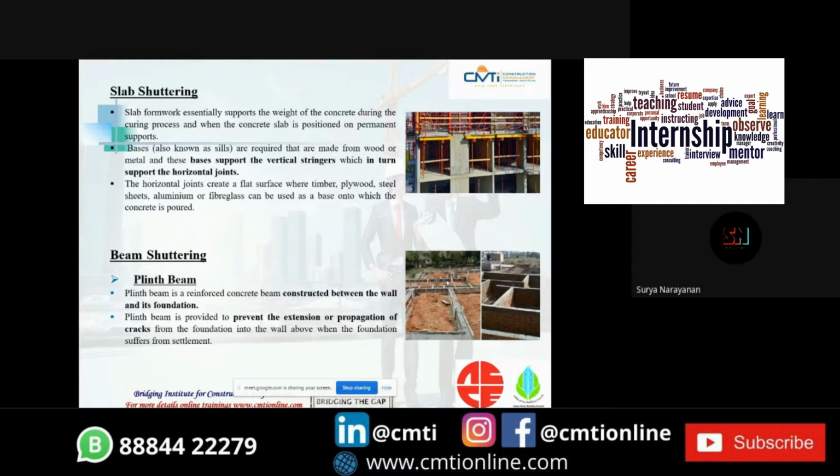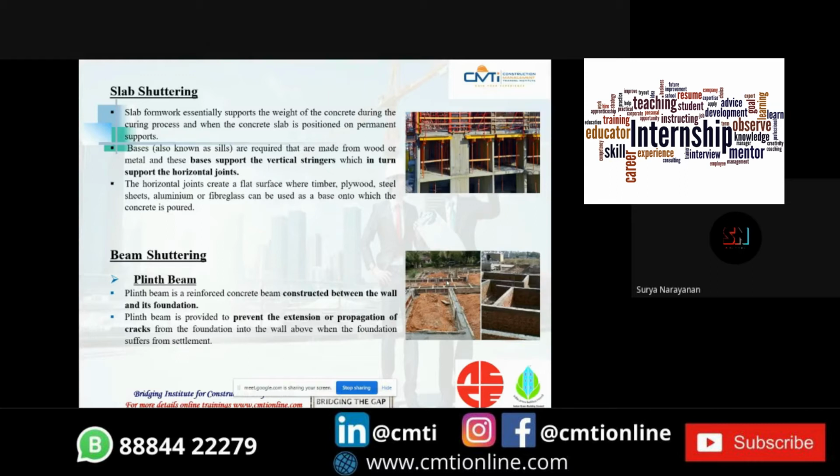Next is the slab shuttering. Slab formwork essentially supports the weight of the concrete during the curing process, until the concrete slab is positioned on permanent supports. Bases, also known as sills, support the vertical shores, which in turn support the horizontal joists. The horizontal joists create a flat surface where timber, plywood, steel sheets, aluminum, or fiberglass can be used as a base. So next is beam shuttering.